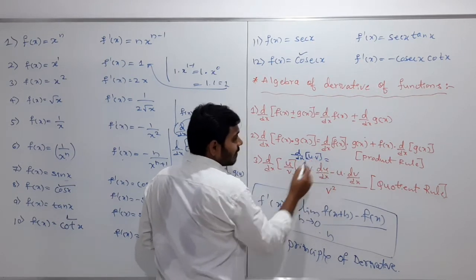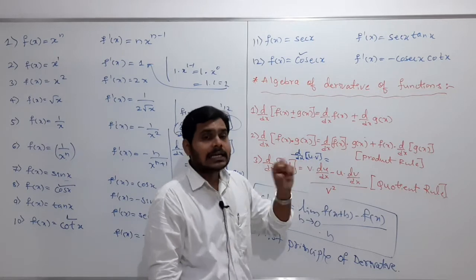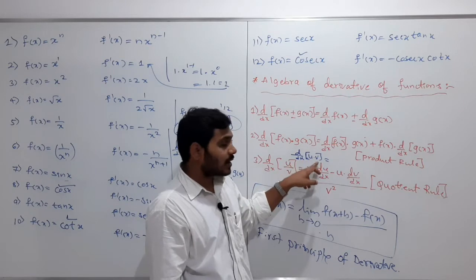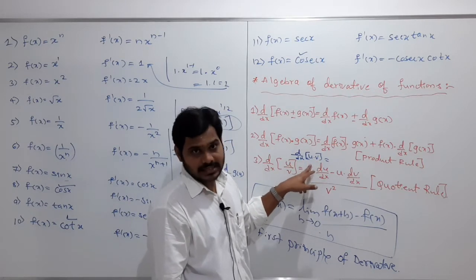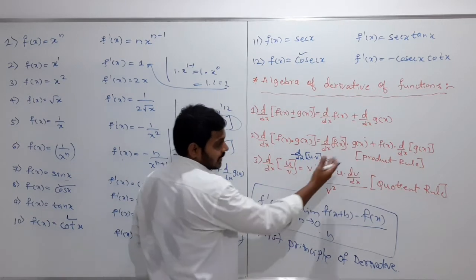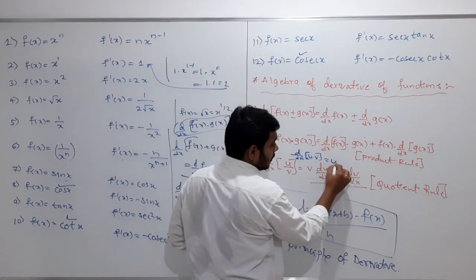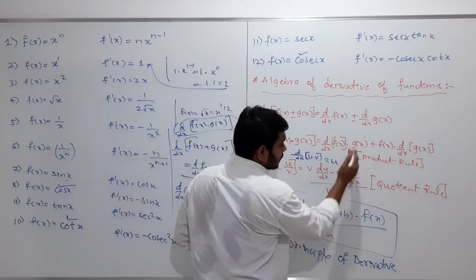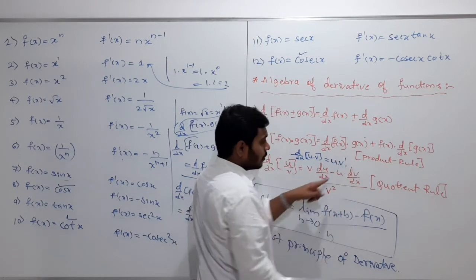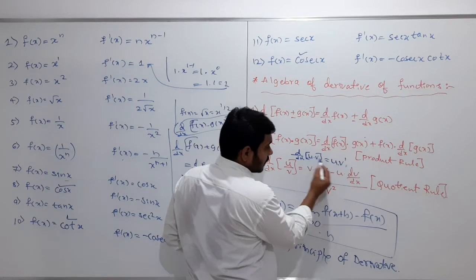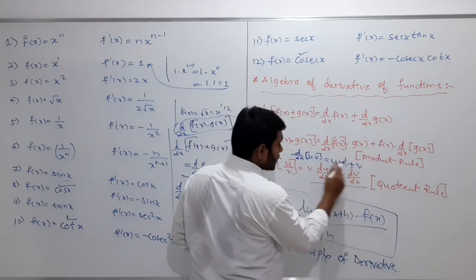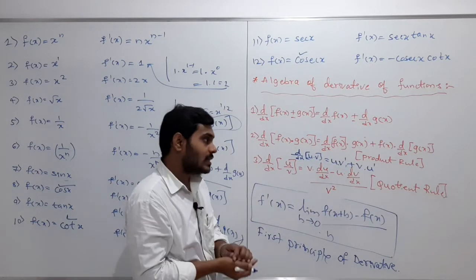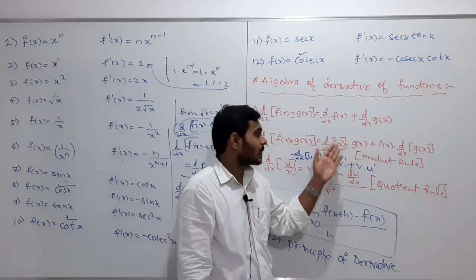Instead of writing f of x and g of x every time, in short I can write f of x as u, and g of x as v. To remember the formulas easily, you can write the first function as it is, derivative of the second, which we write as v dash, plus the second function as it is into derivative of the first function. This is also valid, either you can write like this or like this.